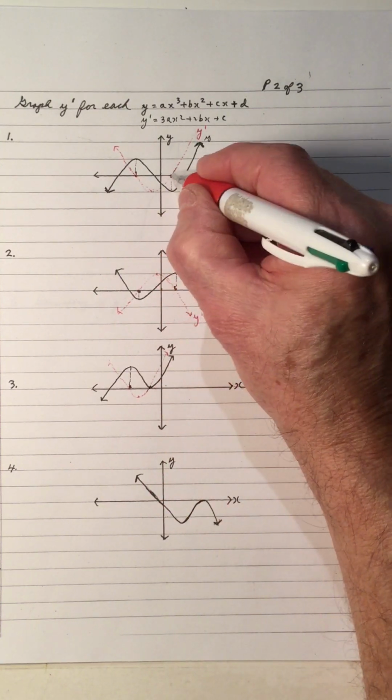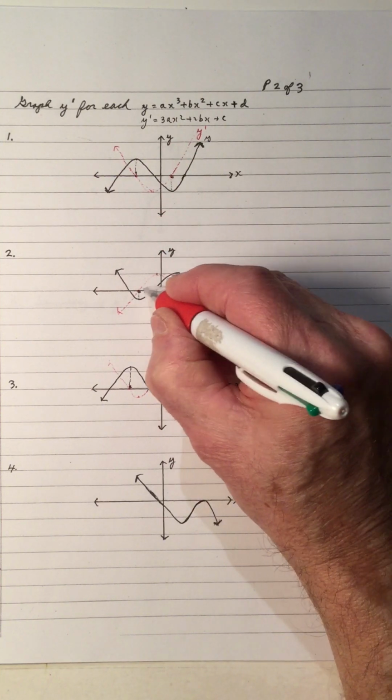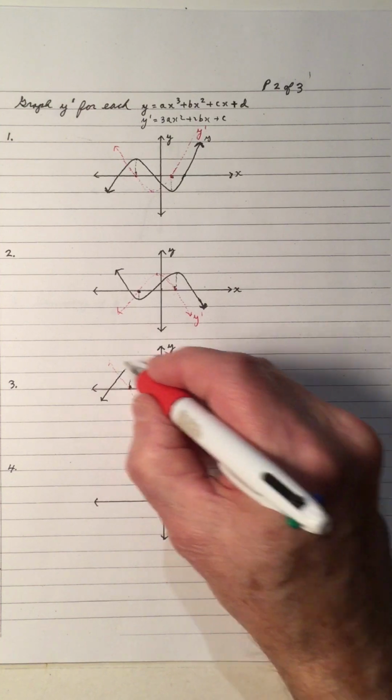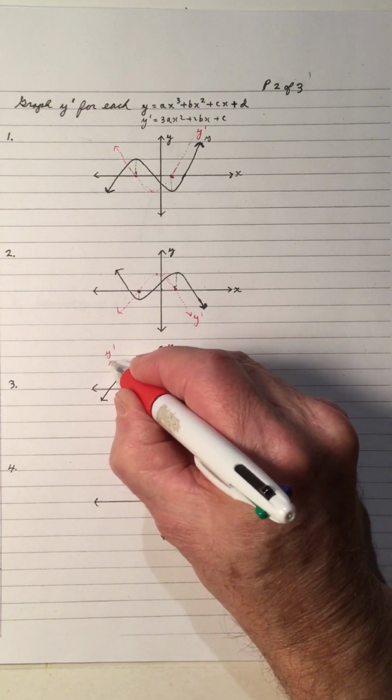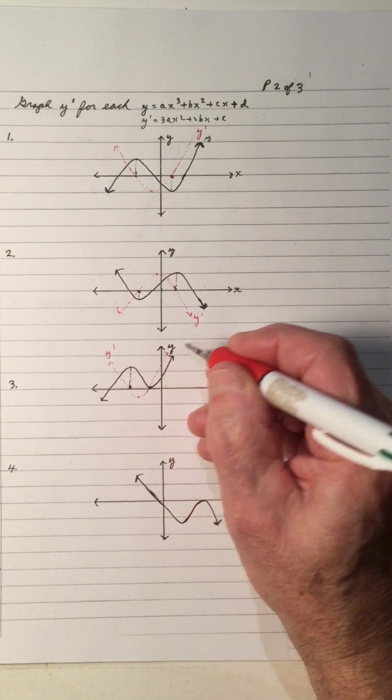Again, this vertex is halfway between these two values of x, and this vertex is halfway between these values of x, and this vertex here is halfway between these values of x. So this is y prime, the derivative of this cubic. And the derivative of this cubic is a quadratic.